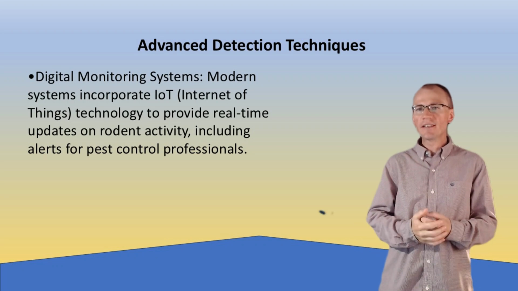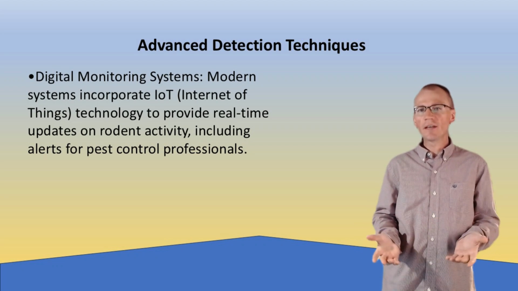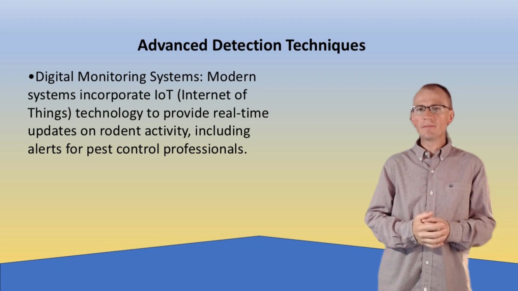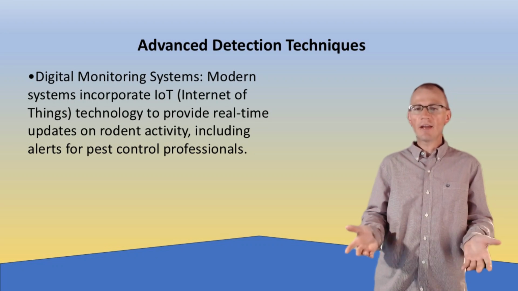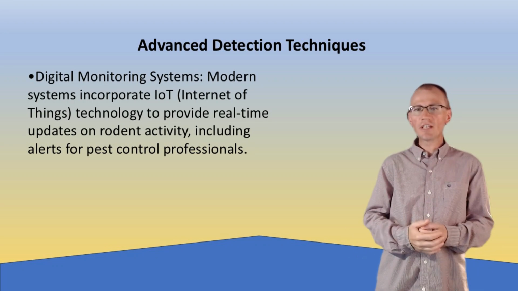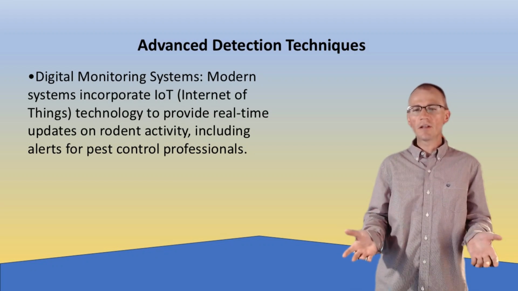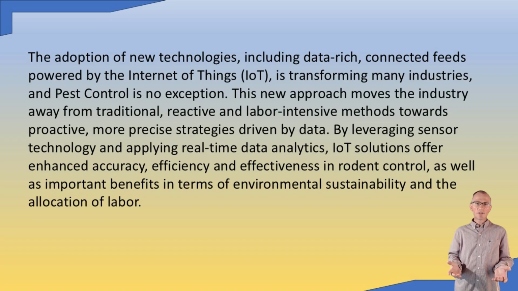Again, with advanced detection techniques, we need to look at things like digital monitoring systems. Modern systems incorporate IoT, Internet of Things, technology to provide real-time updates on rodent activity, including alerts for pest control professionals. The adoption of new technologies, including data-rich, connected feeds powered by the Internet of Things, is transforming many industries, and pest control is no exception.